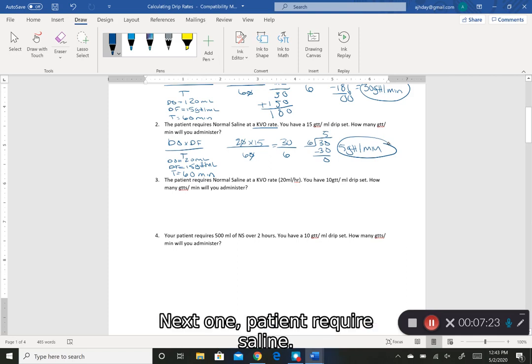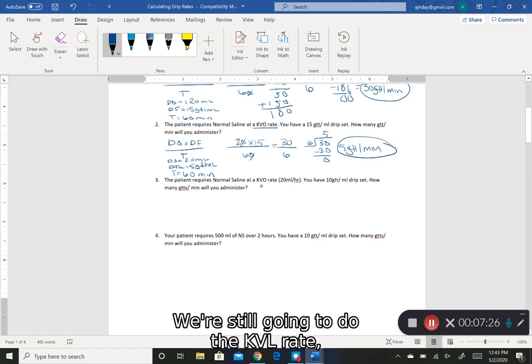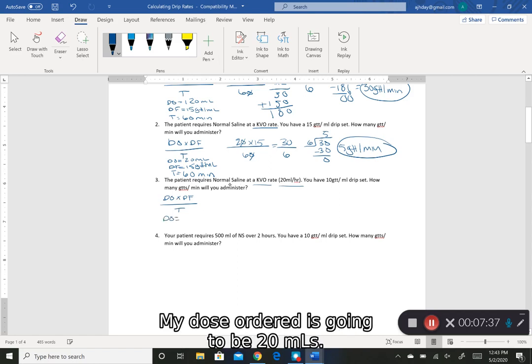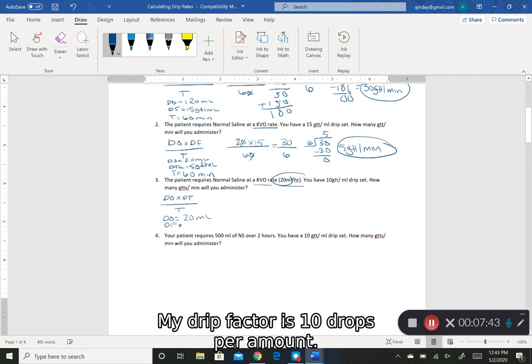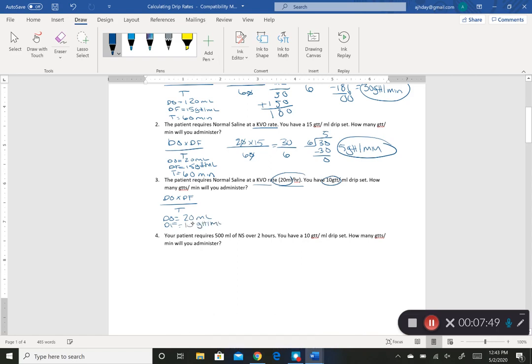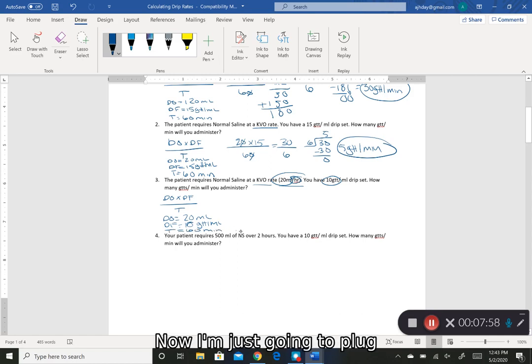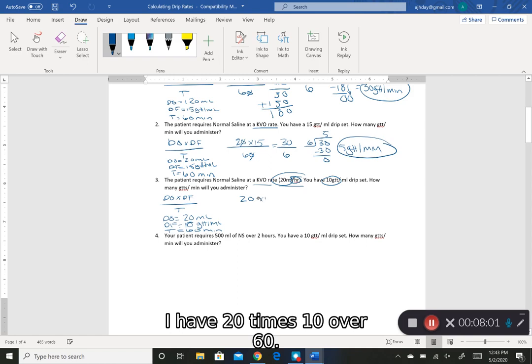All right, next one. Patient requires saline. We're still going to do the KVO rate, which is 20 mLs per hour, and we have a 10 drop per ml set. So dose ordered times drip factor over time. My dose ordered is going to be 20 mLs. My drip factor is 10 drops per ml. And my time, it's per hour, 1 hour, 60 minutes. So now I'm going to plug these numbers into my equation. I have 20 times 10 over 60.